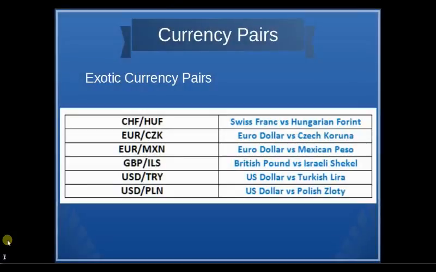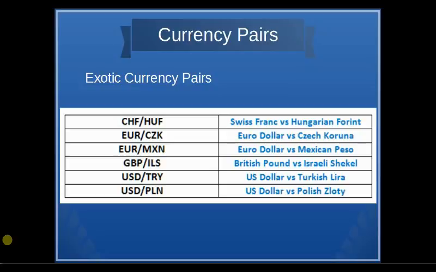And then apart from that, we also have what we call exotic currency pairs. This one is the last on the list. These are the pairs that have the highest spread and the lowest trading volume, just because they are from emerging economies. For example, these are pairs with developing economies, like the Swiss franc and the Hungarian forint.